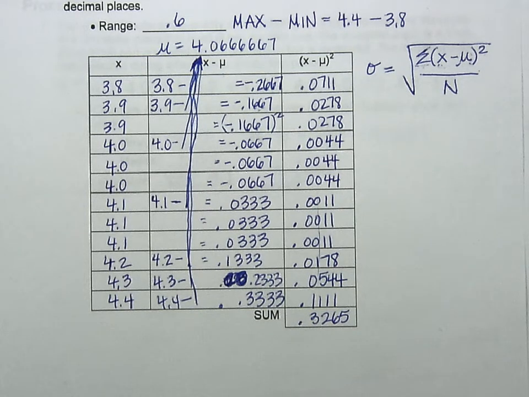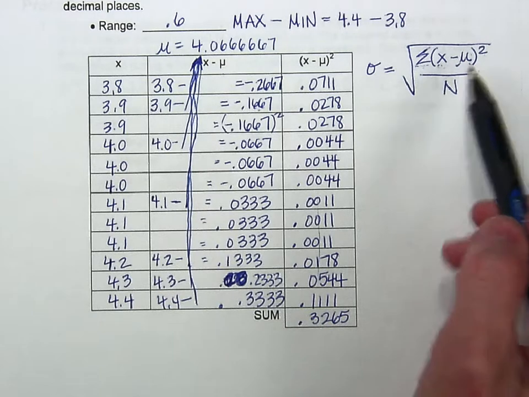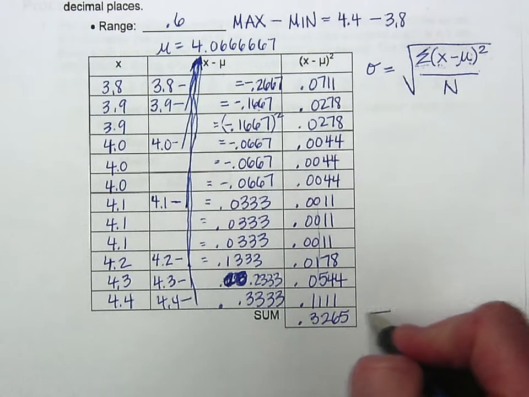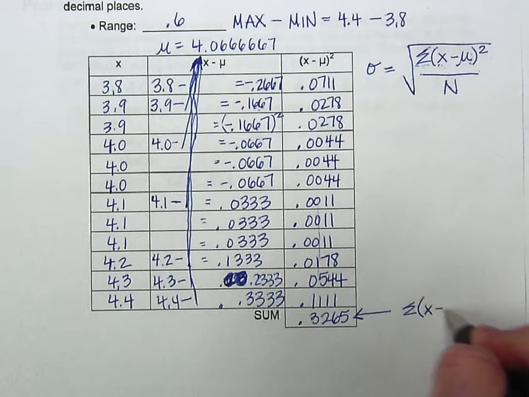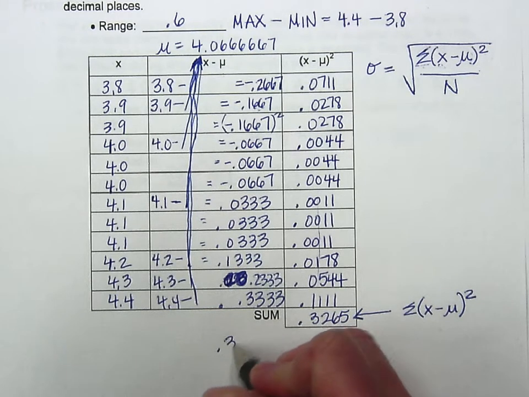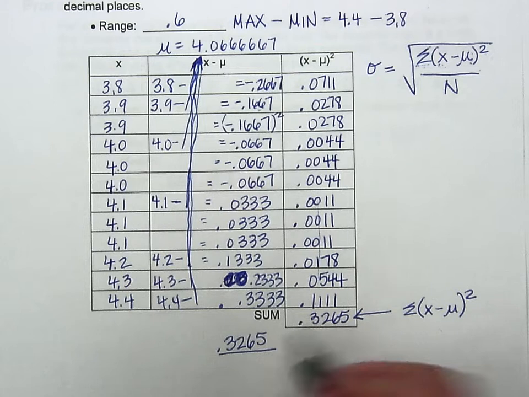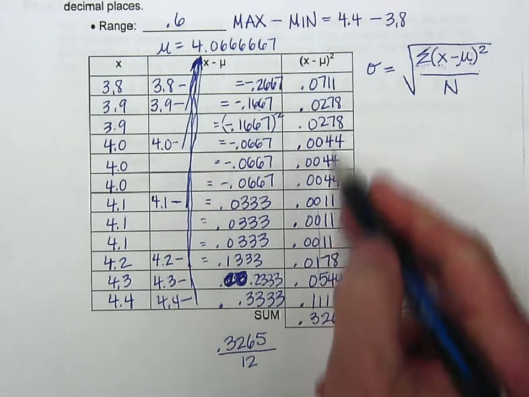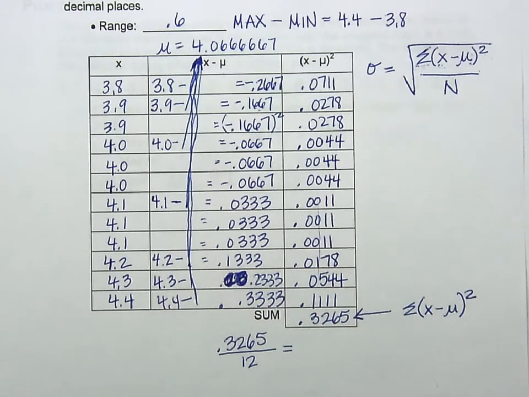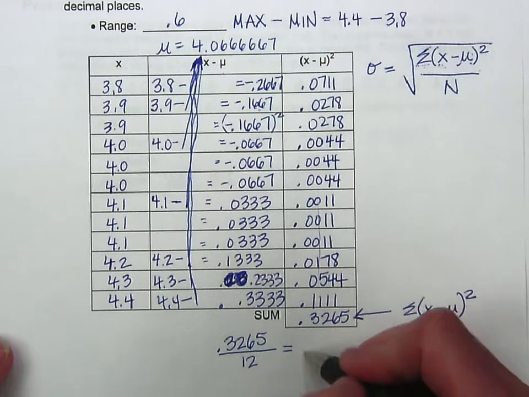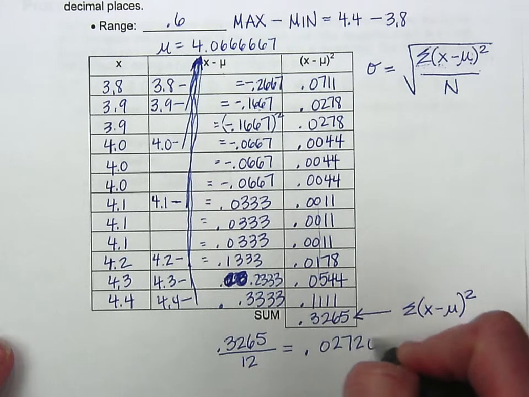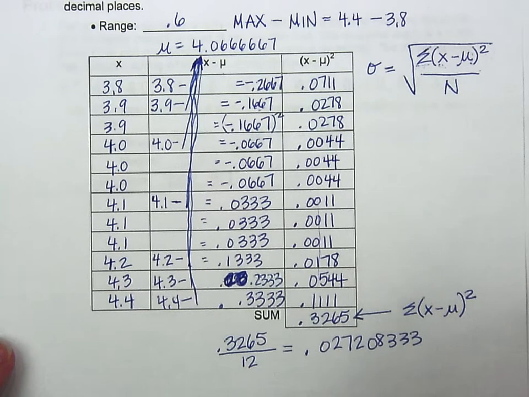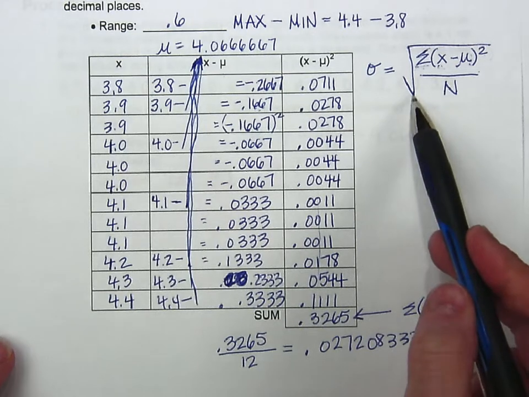Okay? And then the last step is, or two more steps, I'm sorry. Then we've done this part right here. So this equals the sum of x minus mu squared. Now we need to divide by n. So we'll have 0.3265 divided by n, which is 12, because that's how many points we have. And I get 0.027208333. And then the very last thing, take the square root.